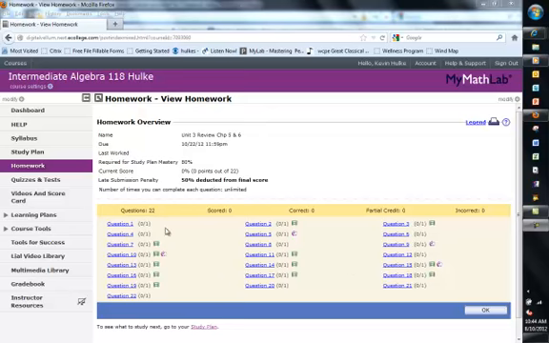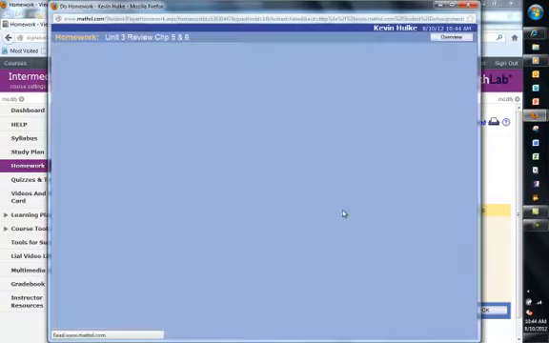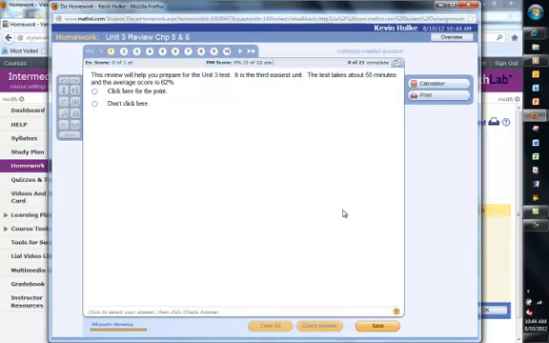This is the review for the Unit 3 test. This review will help you prepare for the Unit 3 test. It's the third easiest unit. The test takes about 55 minutes and the average score is 62. Let's work on getting that score average higher by being able to do the questions on this review. Here we go.